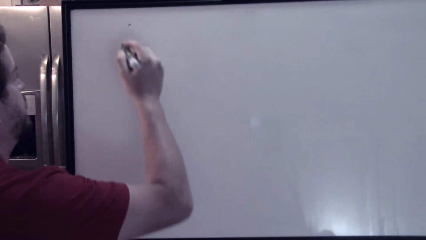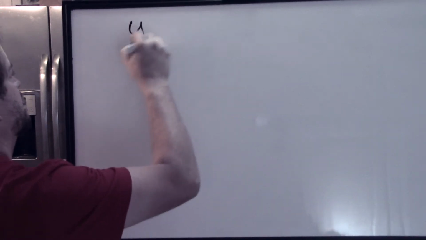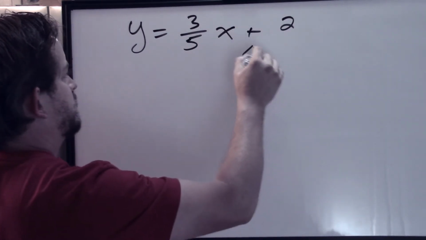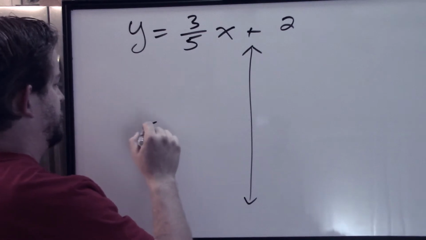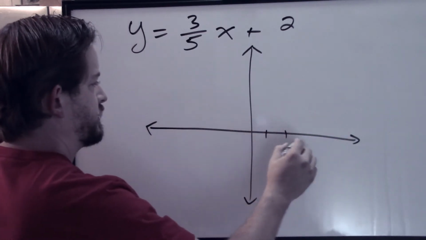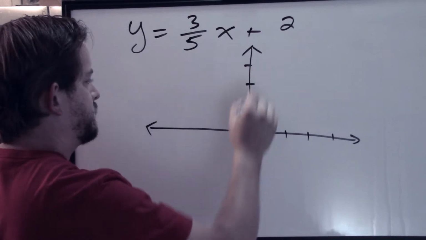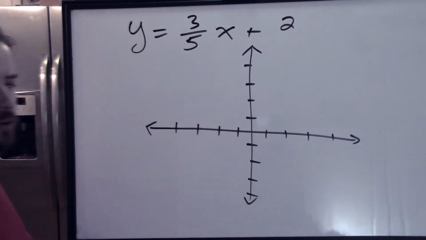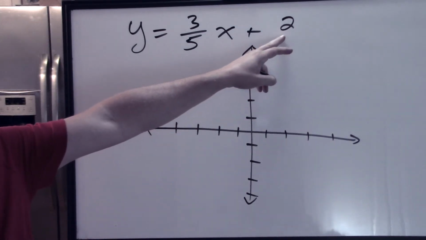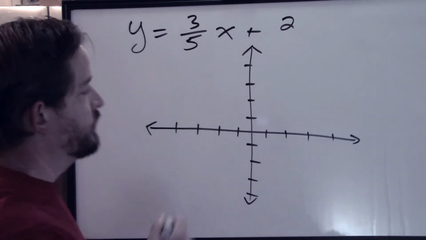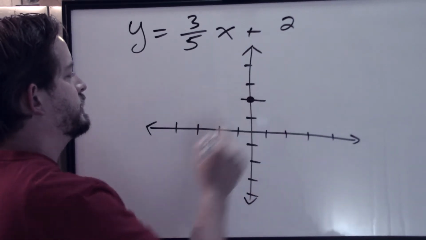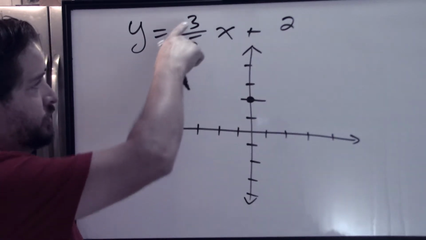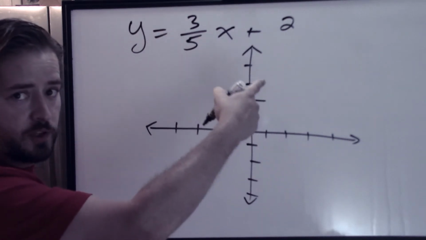Say we have the line y equals 3/5 x plus 2. Get us a little graph here. Okay. So I know my intercept already happens at 2, right? So I know that I have this point, 0 comma 2. And then my slope is 3/5, which means from that point, all I need to do is go up 3 and over 5 in order to get to another point on this line.